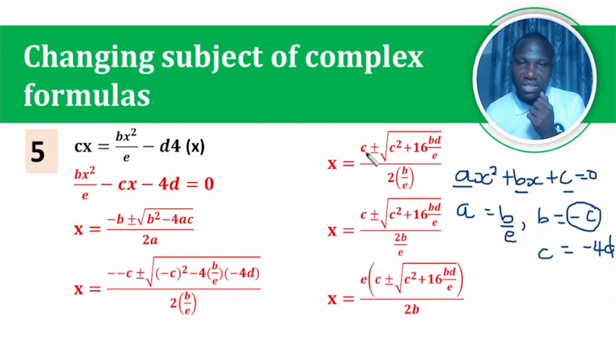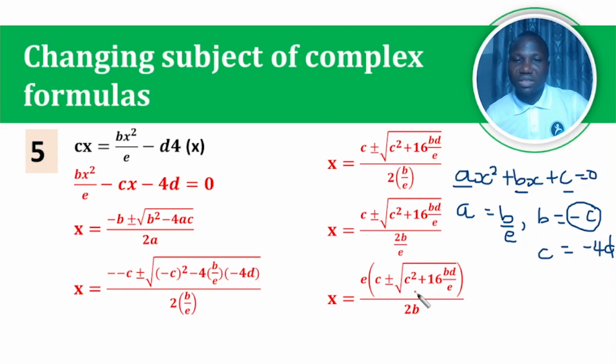So we have plus c, then plus or minus square root of, if you square negative c, square of negative c is c squared, plus, now multiply all of these, minus 4 times minus 4d times b over e. That will give you 16bd over e, all over 2 times a. That's 2 times a. Don't forget our a is b over e, so we're going to have 2b over e. So we have c plus or minus square root of c squared plus 16bd over e all over 2b over e.